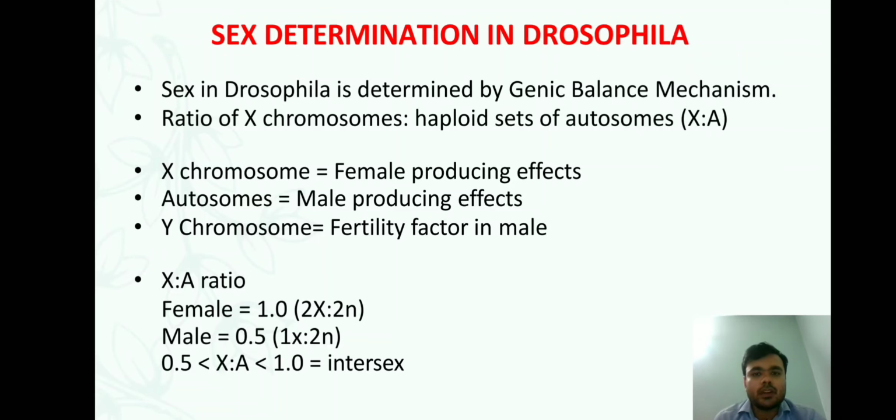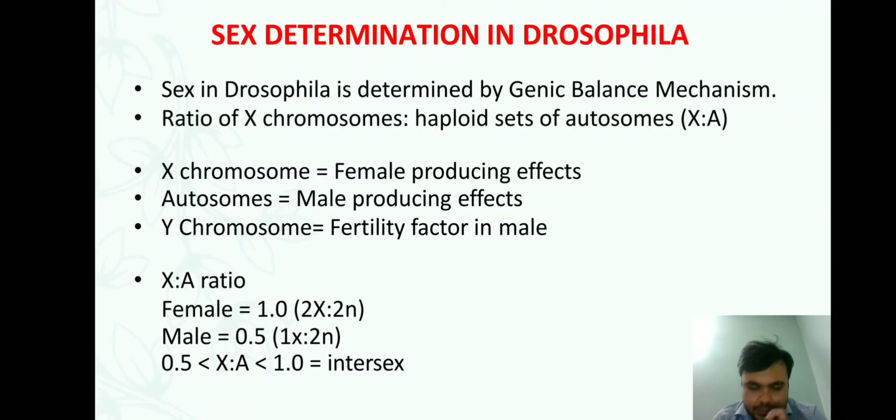To start with, sex determination in Drosophila belongs to the genic balance mechanism. So the sex in Drosophila is determined by the genic balance mechanism. Now, what is the genic balance mechanism? A few minutes ago, I was talking about the X chromosome ratio to the autosomal chromosomes, that is X ratio A. So the ratio of the sex chromosome to the autosomes in Drosophila determines the sex of the Drosophila.